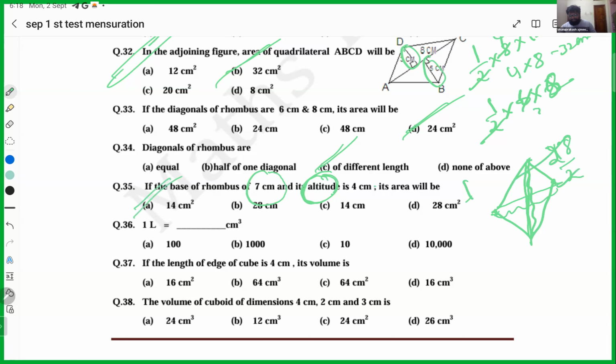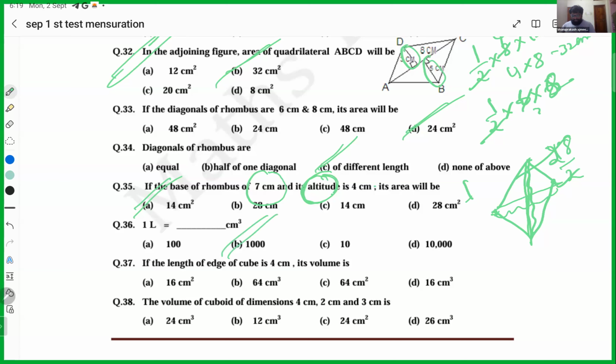Again, 1 liter is equal to dash centimeter cube. Sir, 1,000. When I ask you the conversion of units, you people are not answering. I don't know why. Are you really confused with how to calculate the conversion of units? Okay, no response. Then I should assume that you all know how to calculate. Okay, so this is 1,000.